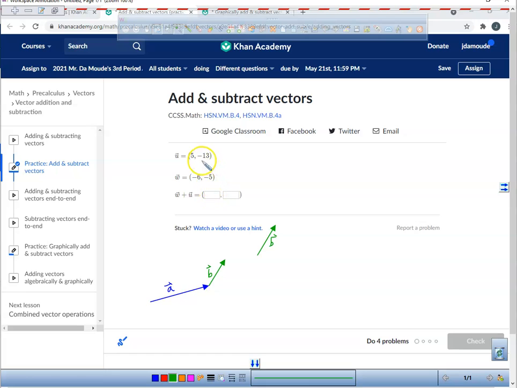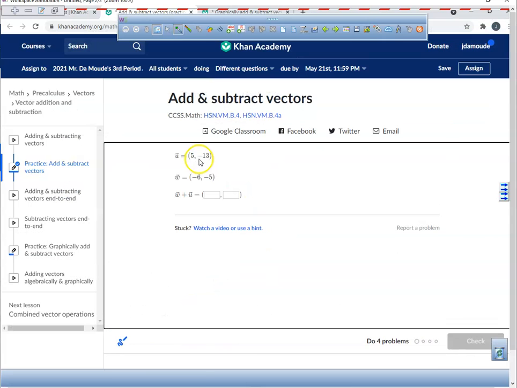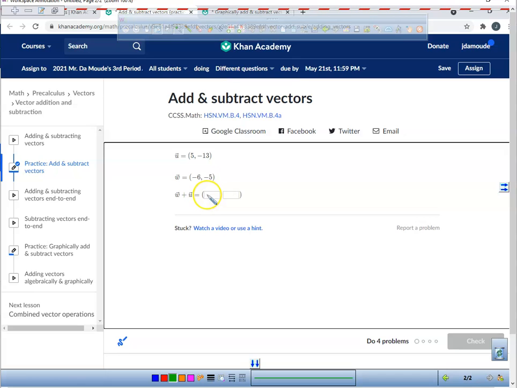Now this one, all we have to do is look at the X component and the Y component and just add them together. So yes, it's this simple. This is one component. This is the other component. If we added them together, what's that got to be? Close. It's -1.